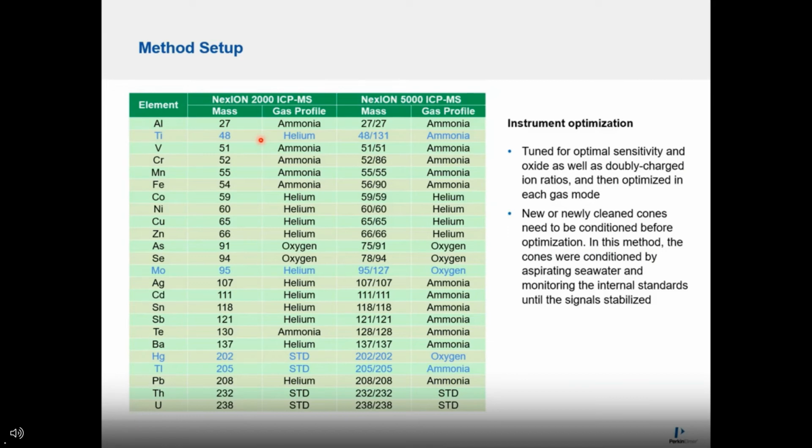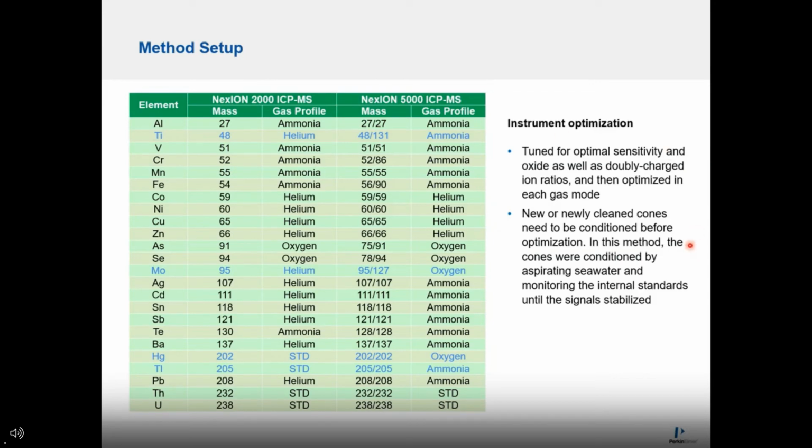In the case of the NexION 5000, we have the advantage of mass shift mode, and that is what I meant by the mode of analysis. And yes, titanium was analyzed using ammonia cluster at mass 131, moving it away from the mass 48 interference such as the POH, SO, and calcium.